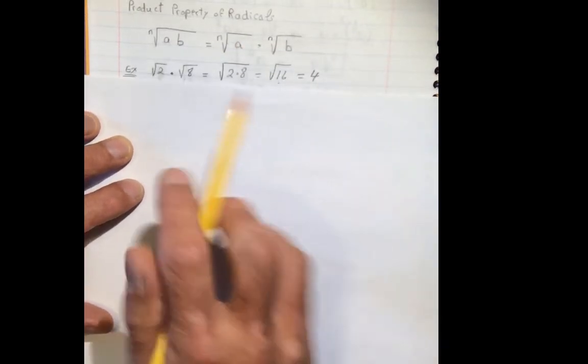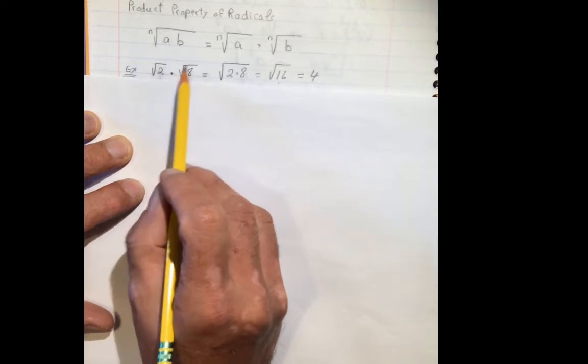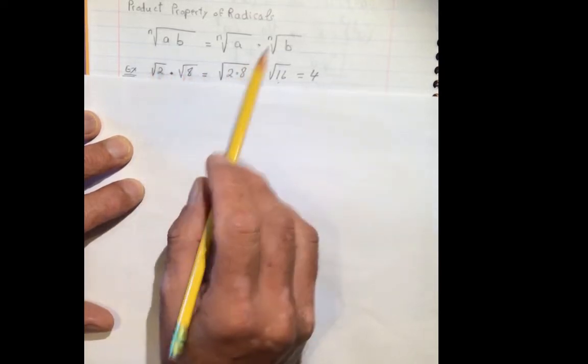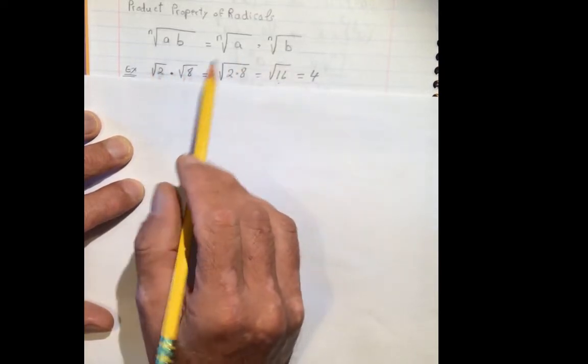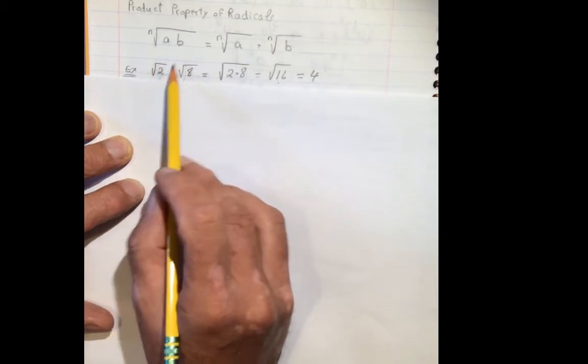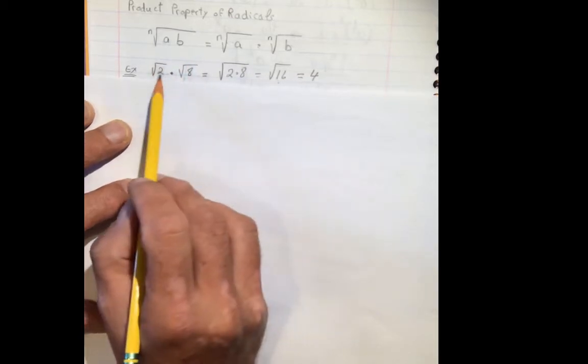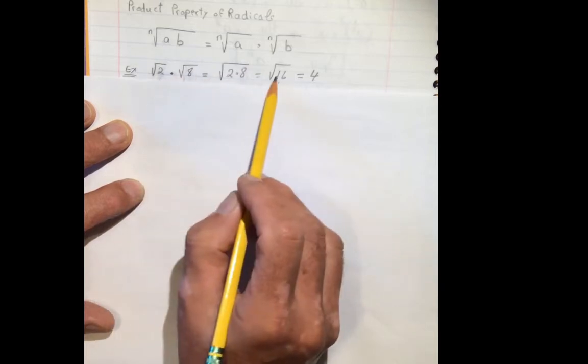An example, root 2 times root 8. That's already separated, like this side of the rule. And we don't know what the square root of 2 is by itself, or what the square root of 8 is by itself. But we notice if we multiply 2 times 8, that's going to give us 16.